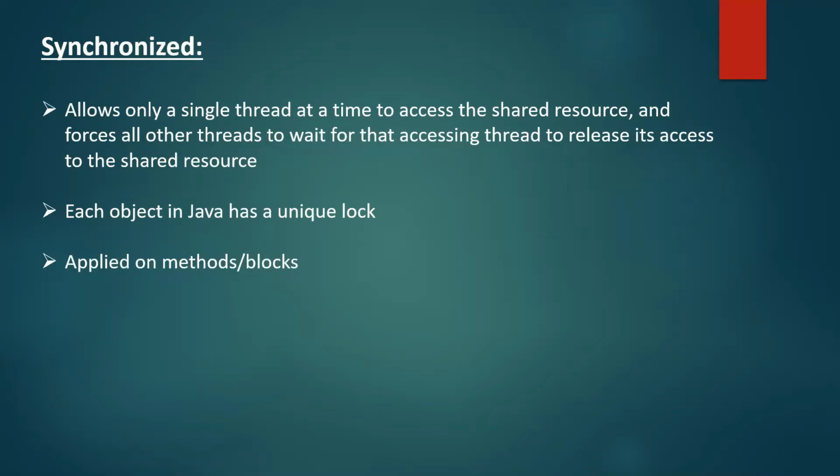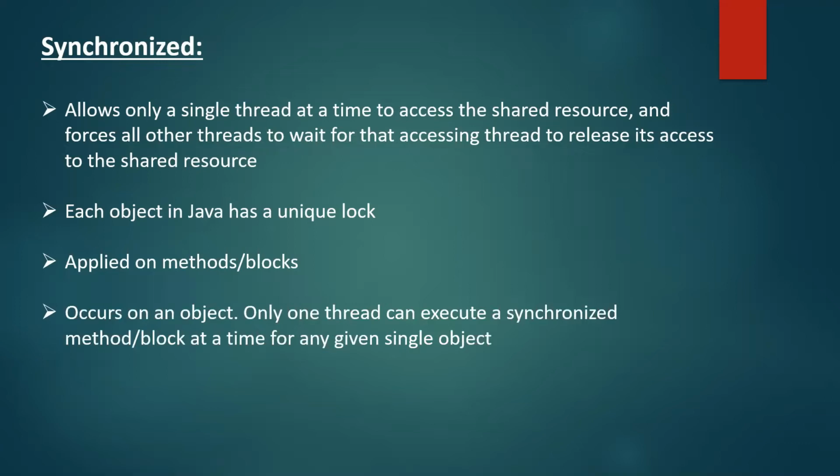Synchronized can be applied on methods and blocks, and it works on the object, meaning only one thread can execute a synchronized method or block at a time for any given single object. So if we have two different threads executing a synchronized method, they can execute on two different objects, but on a single object only one thread can execute the synchronized method. So this is very important. This process of only a single thread at a time accessing the shared resource by obtaining the lock, while other threads wait and can only obtain the lock once the current thread releases it, is called mutual exclusion.